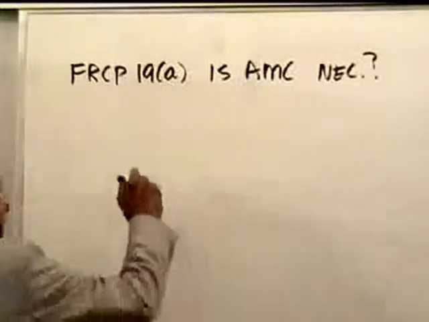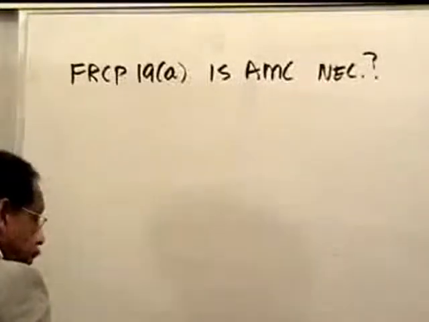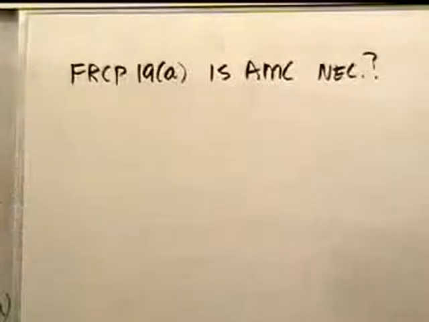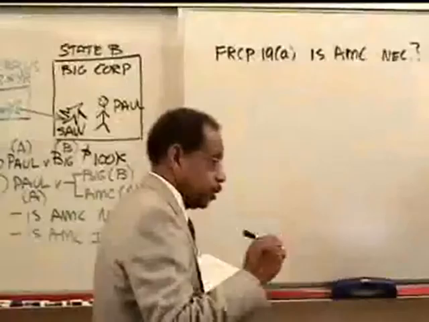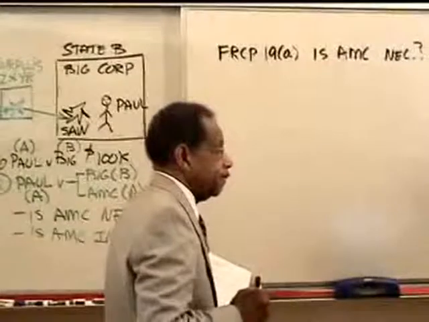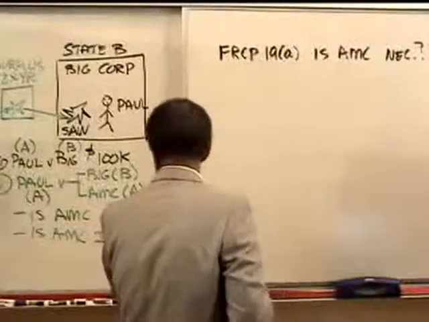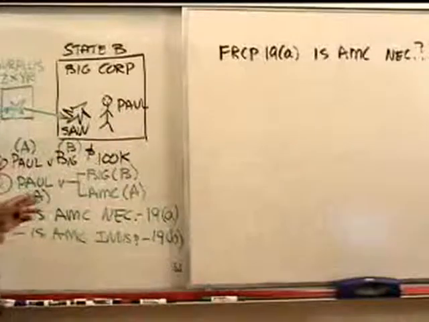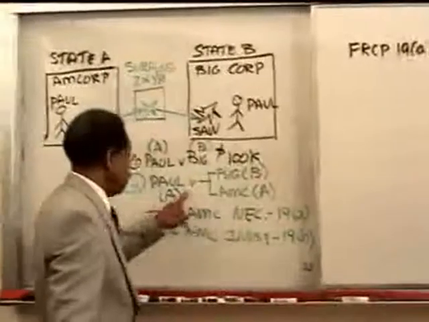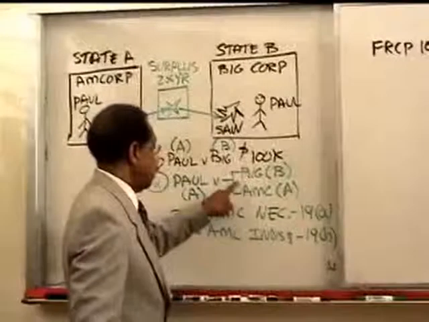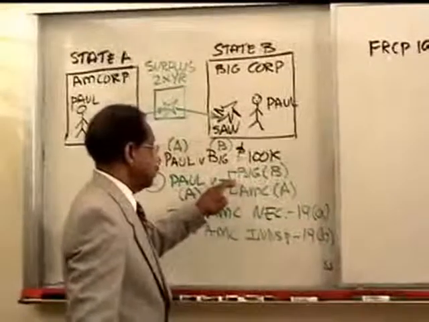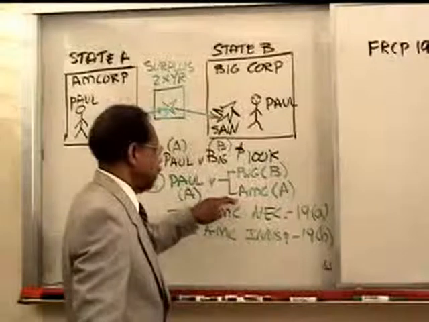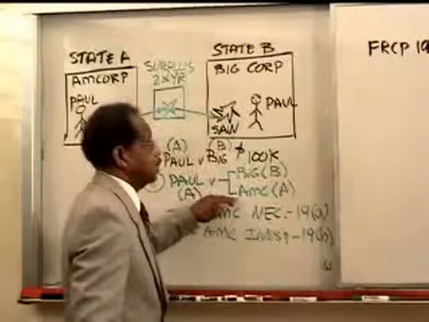But what 19A says is that a person is necessary. One of the reasons a person ought to be in the suit is if it's going to expose a party to inconsistent judgments. And so here, if Paul sues Big Corp, and Big Corp loses, and Big Corp says, okay, I'm going to get my money back from M Corp, and they might not be able to get their money back.